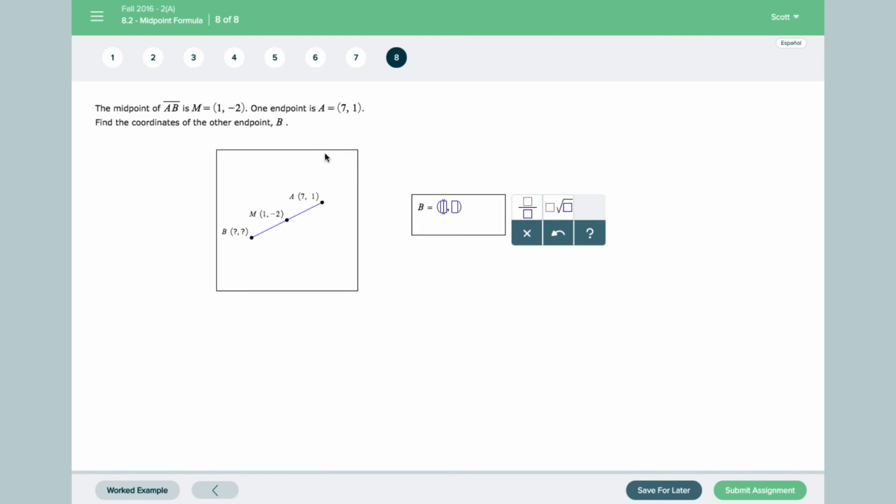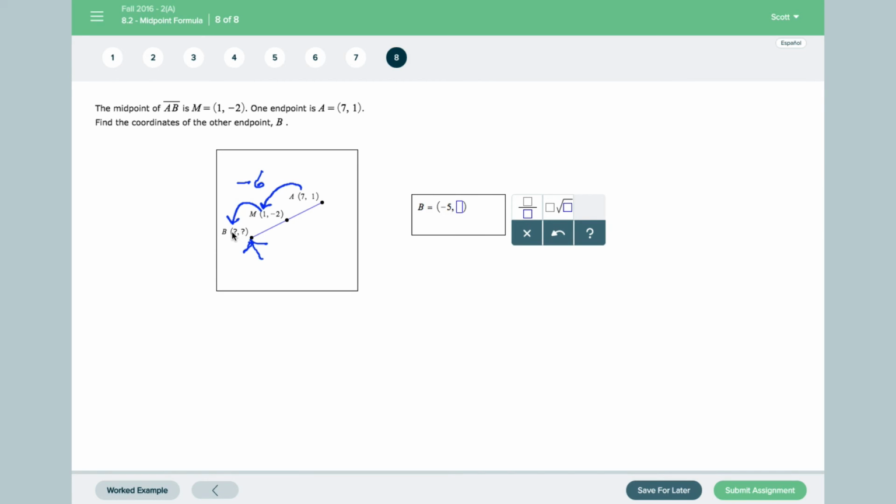And number 8. Here, we're given an unknown endpoint. We have the midpoint in this. Well, how do I get from 7 to 1? I minus 6. Well, that's going to keep going. From 1 to here, I have to minus 6. What is 1 minus 6? That would be negative 5.